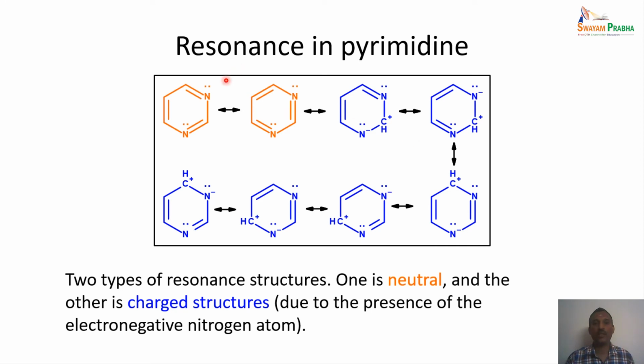And when we talk about reactions, we have to look at the resonance structures of pyrimidine. We have 2 neutral structures, which are nothing but the Kekulé structures, and we have 1, 2, 3, 4, 5, 6 charged structures. Because of the presence of the electronegative nitrogen atoms, various charged structures are possible in resonance. This is how the pyrimidine ring can exist in various forms, and the reaction also happens at different positions depending on the intermediates which are formed in the reaction.